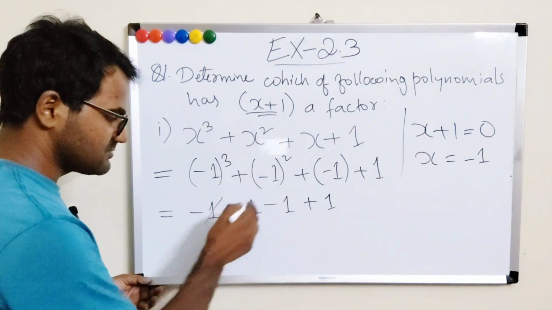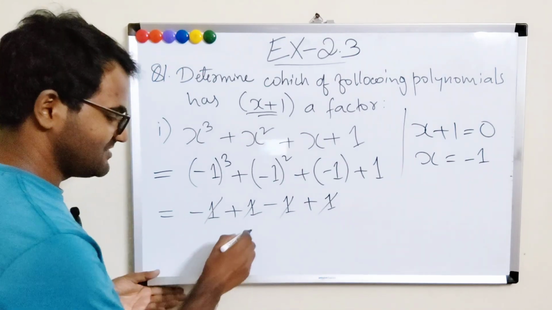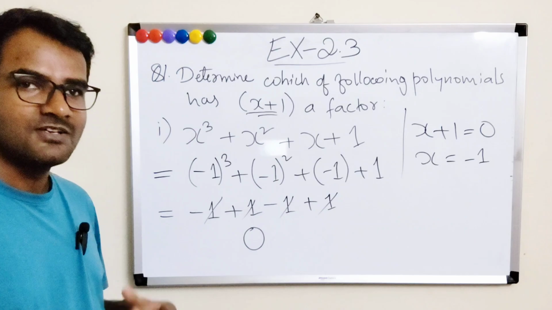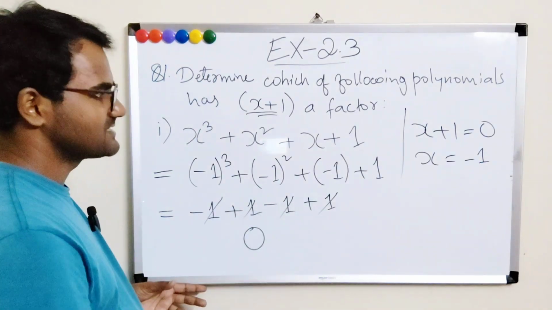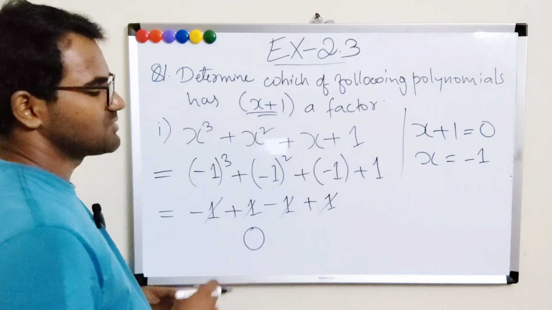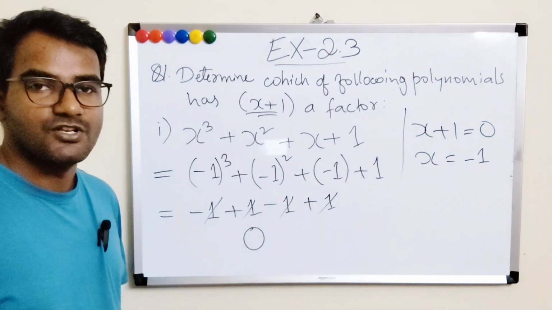So we know that minus plus cancel, minus plus cancel. So what do you get? Yes, you get here 0, right? So we were expected to get 0 only, so we got 0. So that's why we can say yes, that x plus 1 is a factor of the given polynomial.